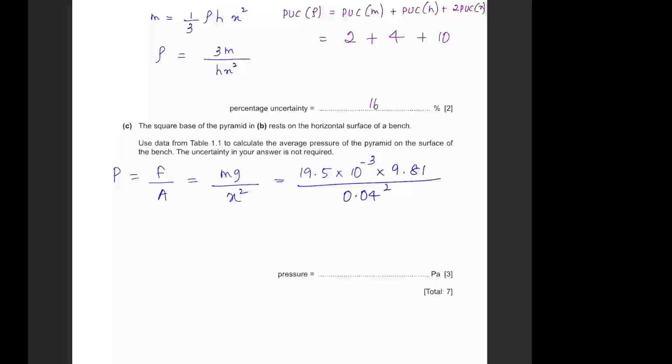$120 to 2 significant figures. 119.6, 120 to 2 significant figures.